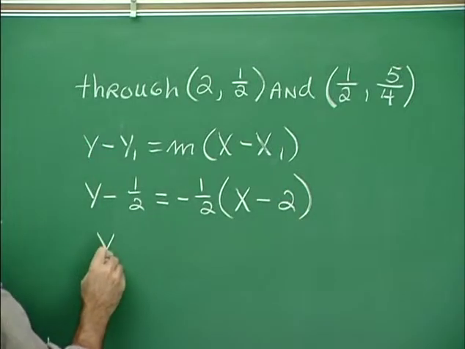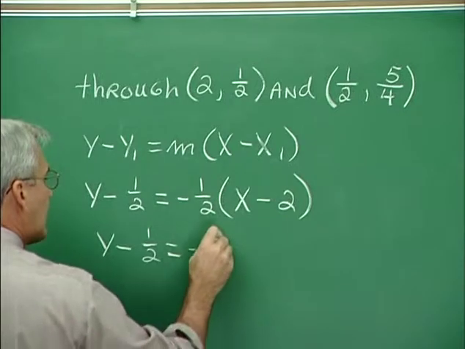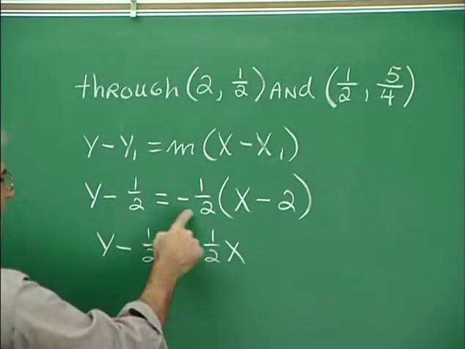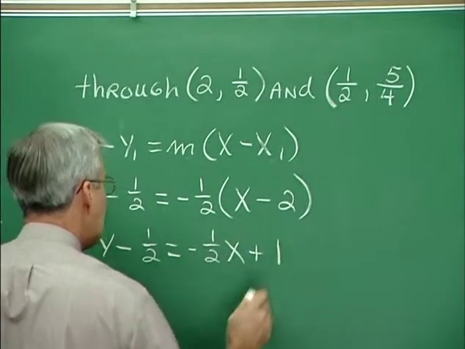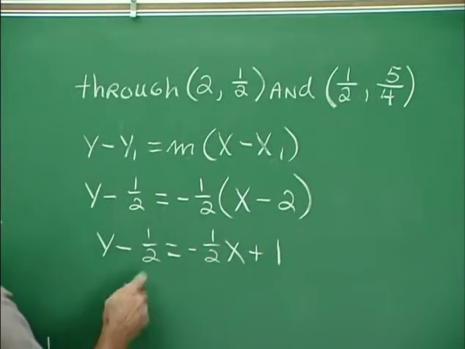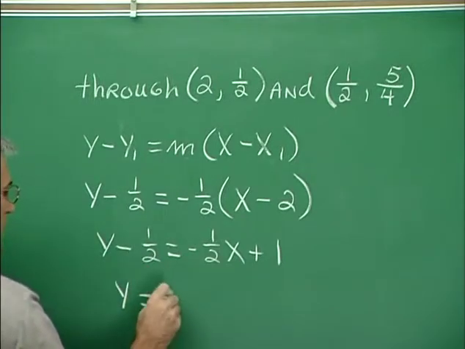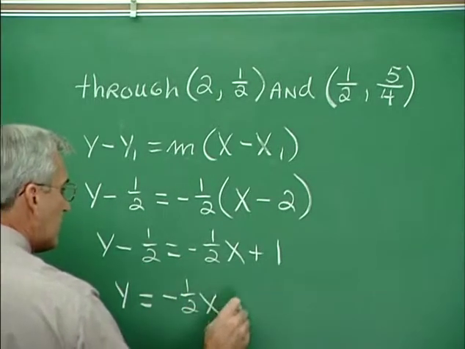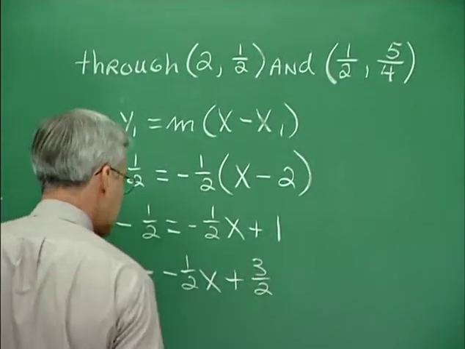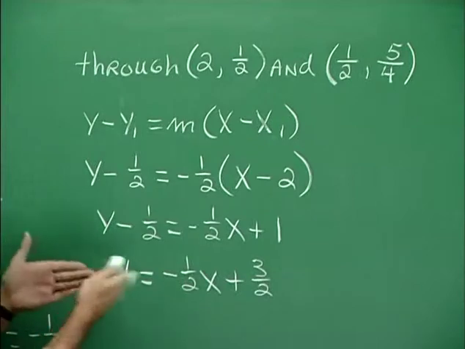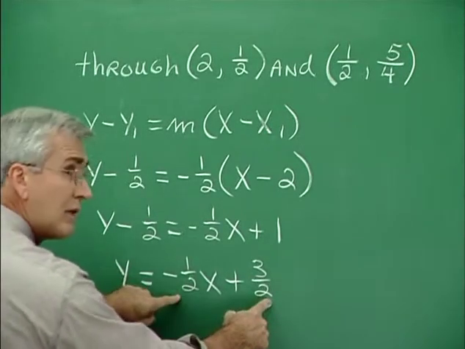And now we go through and clean up a little bit. This is negative 1/2 times x. That's negative 1/2 x. Negative 1/2 times negative 2. Negative times negative is positive. 1/2 of 2 is 1. And now we'll add 1 on both sides. Excuse me, we'll add 1/2 on both sides to find y equals negative 1/2 x plus 1 1/2, or 3/2. So again, I'm putting this into the slope-intercept form.